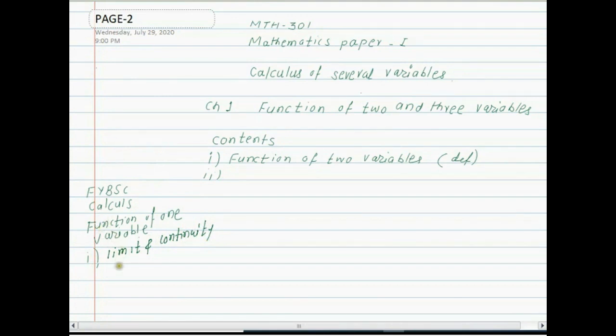then second, differentiability and mean value theorem. It is derivative, and we have done mean value theorem for a function of one variable: Lagrange's mean value theorem, Rolle's mean value theorem, Cauchy's mean value theorem.